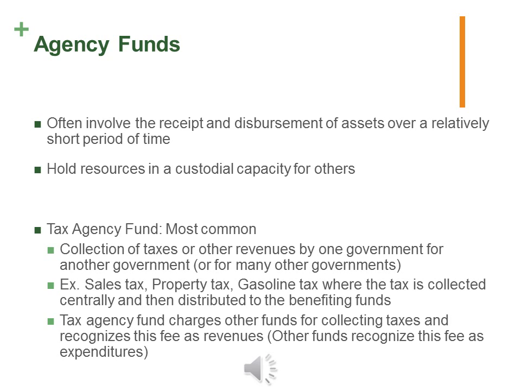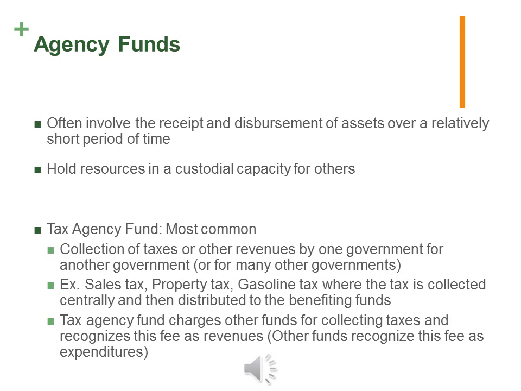Examples of this are sales taxes, property tax, gasoline taxes, where the tax is collected centrally and then distributed to the benefiting funds or other governments. For instance, your property taxes that are owed for your real estate, or even sales taxes most of the time, have a component, like property tax has a county component, a city component, and a lot of times special assessments for various school systems. And so these are collected at one point, usually at the county level here at Jefferson County, and then they're distributed out. So they use a tax agency fund to accomplish that.